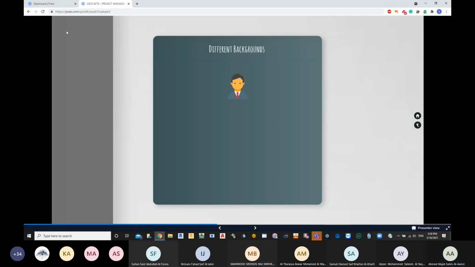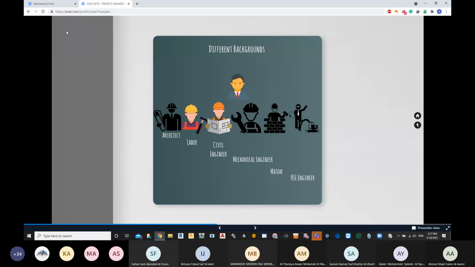Okay. For example, we have a project manager who is having an architect, labor, civil engineer, mechanical engineer, mason, and then HSE engineer. Eventually, the final decision will be coming from the project manager. Okay, the final decision about technical things, let's say, will be coming from the project manager.